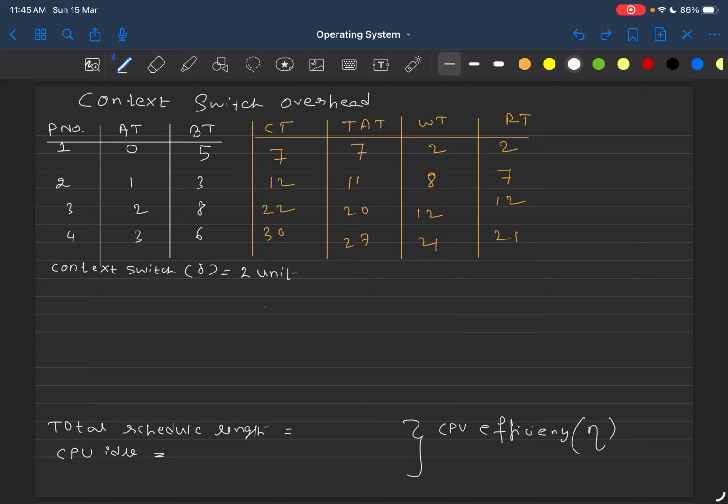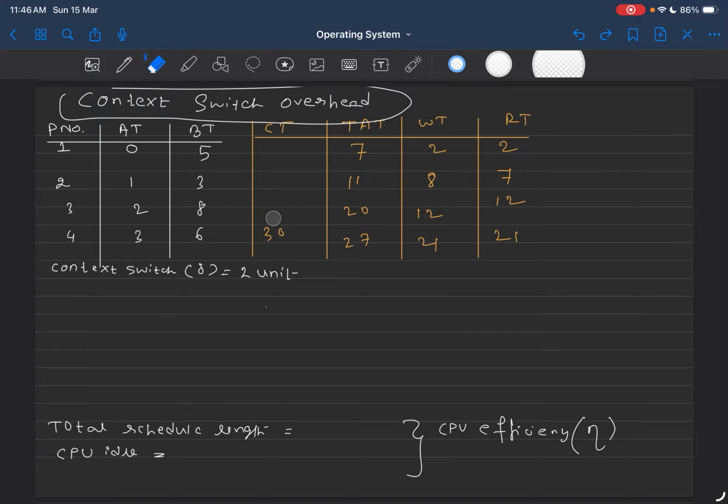In this video, I will be showing you one example of first come first serve where the context switch time is also added. It is called context switch overhead. Let me clear this table so that I can fill it in front of you and you can understand it in a much better way. Okay, this is done now.